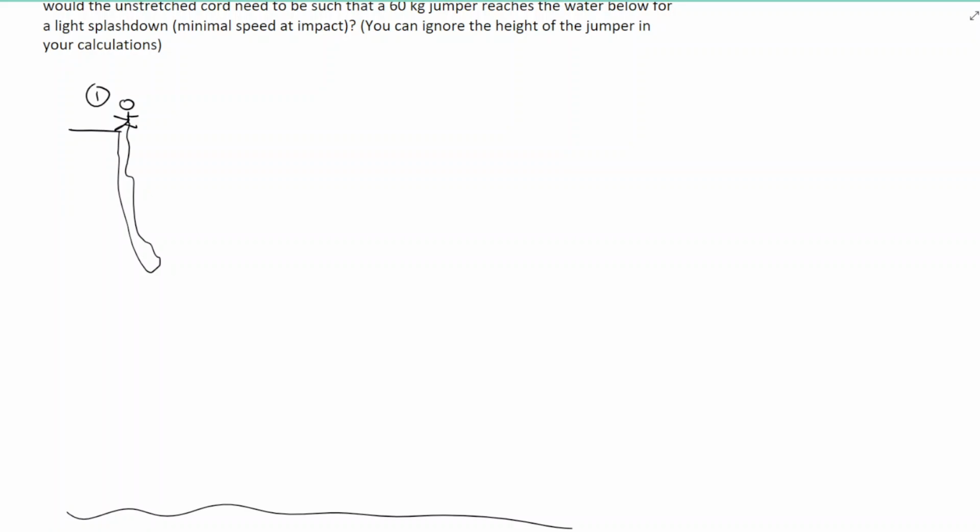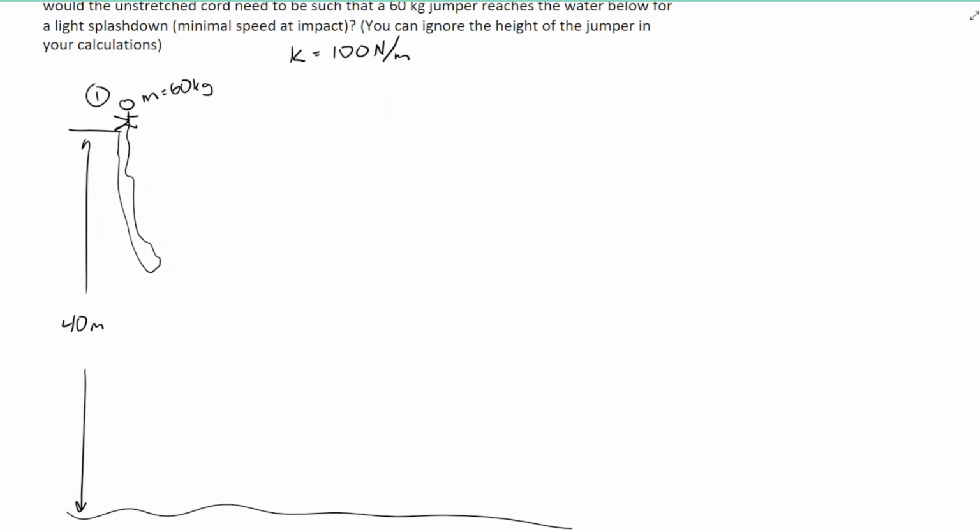Well, we know that from here to here, this is 40 meters all the way to the water. That's what's given in the problem. And we know this person has a mass of 60 kilograms. We also know that the spring constant K of the cord is 100 newtons per meter, right? That's not going to change. But that's where he is at the top.